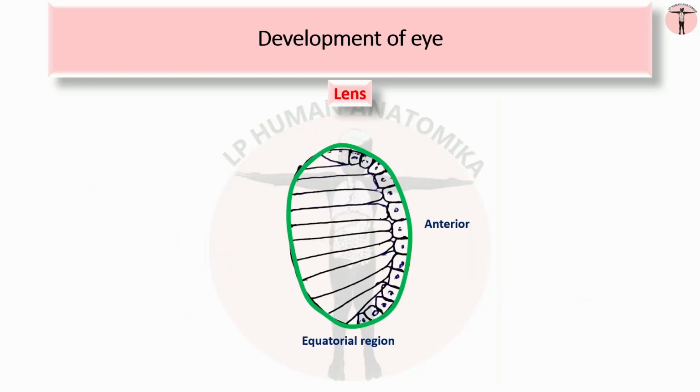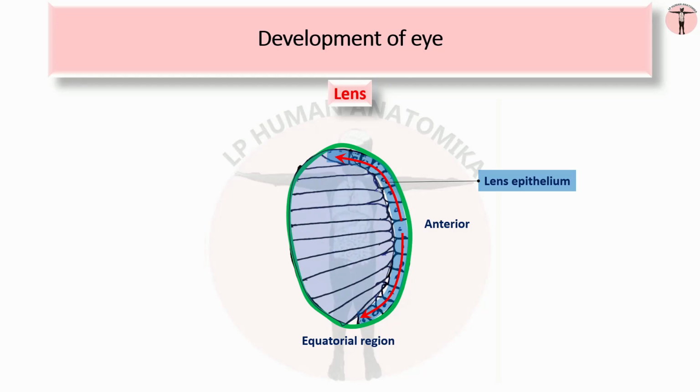The anterior wall of the lens is lined by simple cuboidal epithelium, which is called lens epithelium. The anterior lens epithelium is active mitotically throughout life. These cells migrate to the equatorial region of the lens. These migrated cells elongate anteriorly and posteriorly, forming new lens fibers.